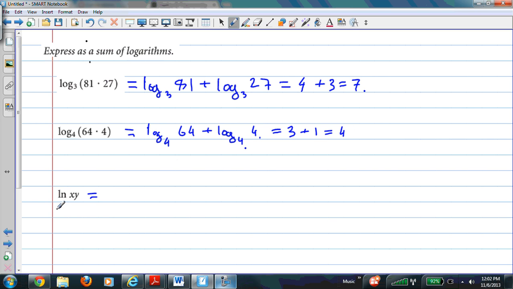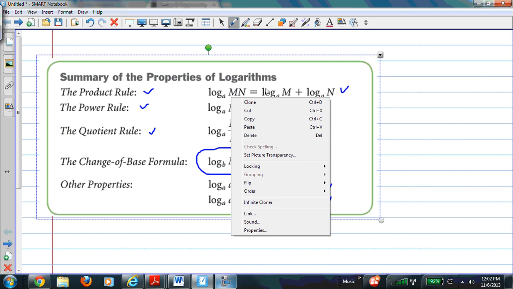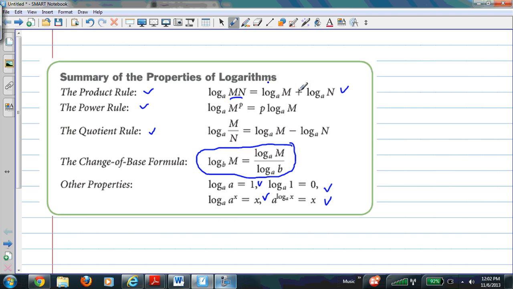Now here, all we have is natural log of x times y. So again, it's a product that becomes natural log of x plus natural log of y. And there's nothing else we can do about that. Okay? So it's pretty much just using the product rule. You start with a single log of a product, and you end up with the sum of logs.